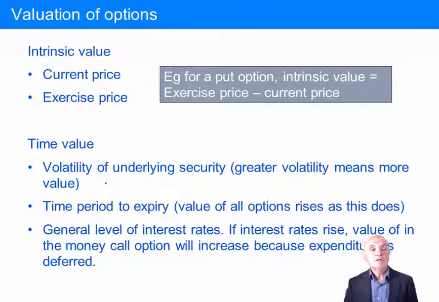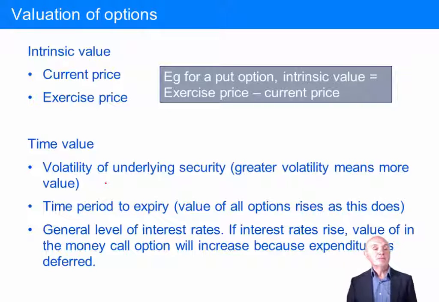Finally, we can look at the valuation of options here. And they have got two determinants, or two variables, which say what the option is going to be valued at. This is the purchase and sale price kind of on the stock exchange, really. The first is a current price and an exercise price, the current price of a commodity and the exercise price.